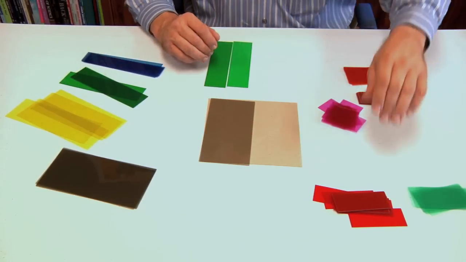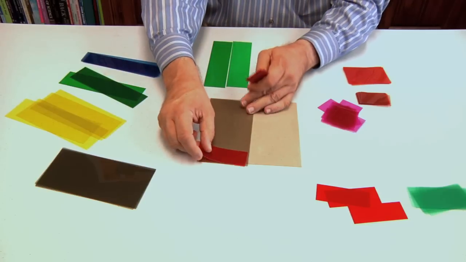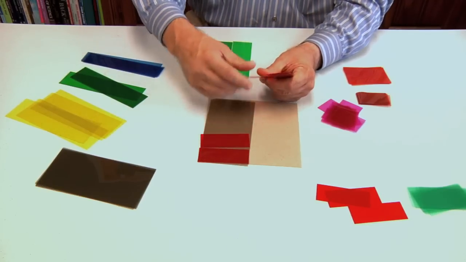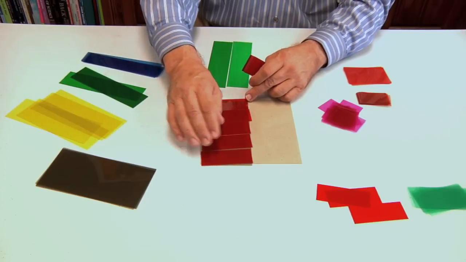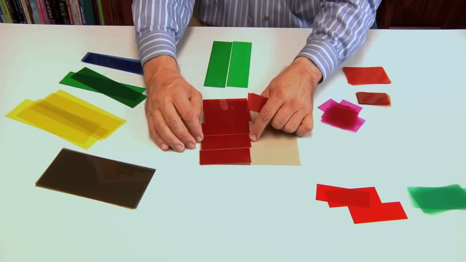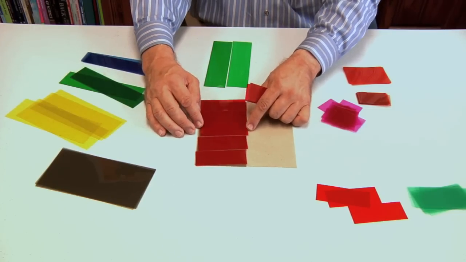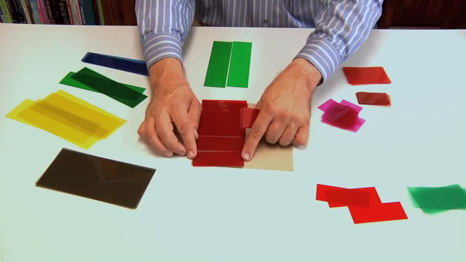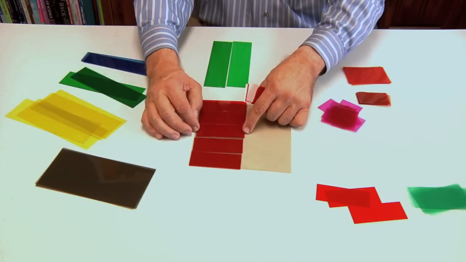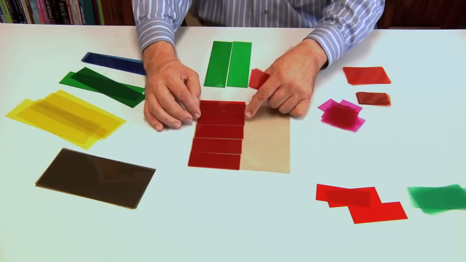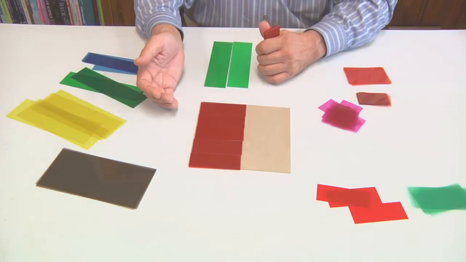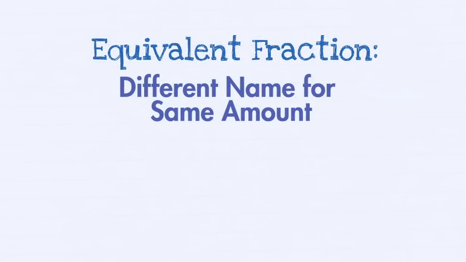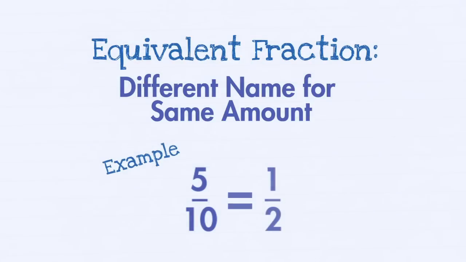In other situations, I want to rename this or find another name for it. And in fact, it can be exactly covered up by 5/10. So depending on the situation, the name I use may be a different name, but it names the exact same amount. Therefore, it's an equivalent fraction. 5/10 is an equivalent fraction, or another name for 1/2.